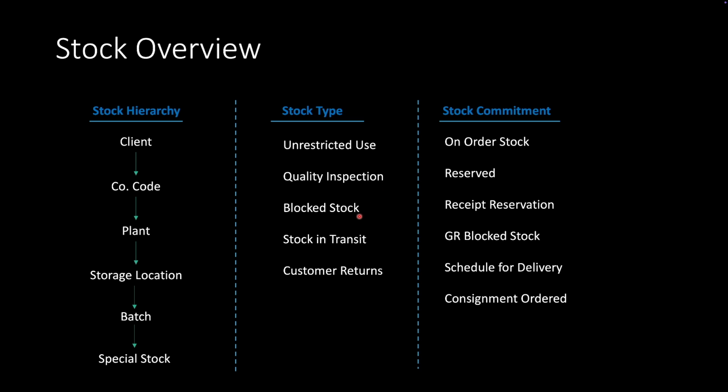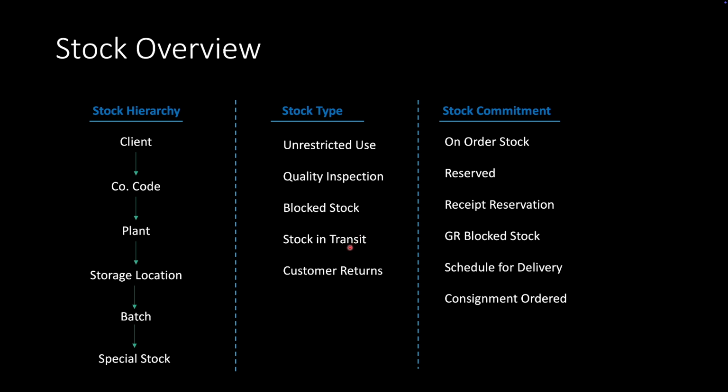Then you have blocked stock, where the material is blocked not for quality but for some other reason. Let's say that you have received the material, but you are yet to receive some documentation for that material. So although the material has been inspected, you are not allowing anyone to issue that material unless you receive that documentation. So in that case, you will put that stock under the blocked category.